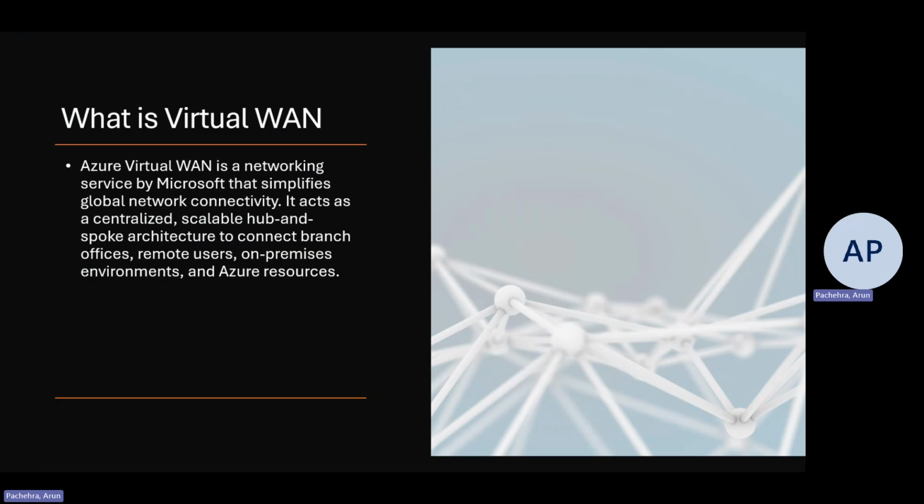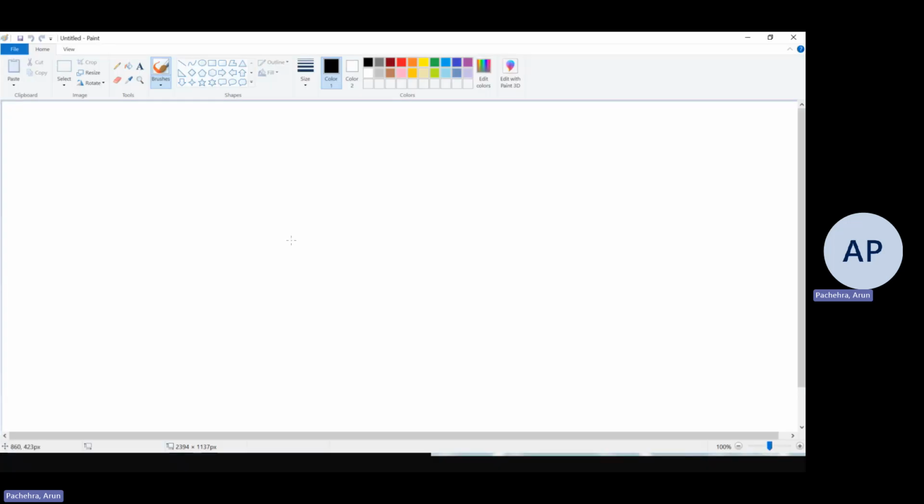So, to define virtual WAN, it is a networking service by Microsoft that simplifies global network connectivity. If you remember the previous video, you can just join the dots. It acts as a centralized, scalable hub and spoke architecture to connect branch offices, remote users, on-premises environments, and Azure resources. So we have just read it, but we need to understand this. That would make more sense. So let's get back to our design. So how does it actually happen?